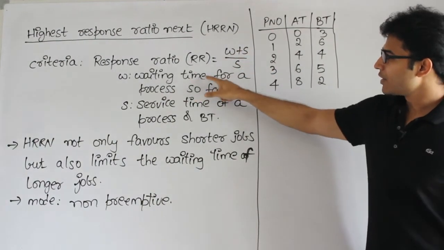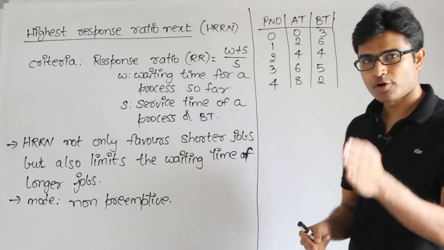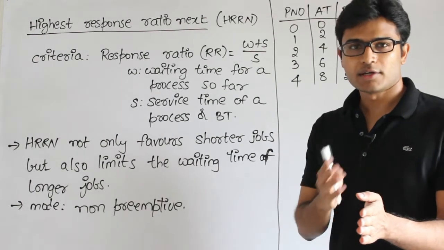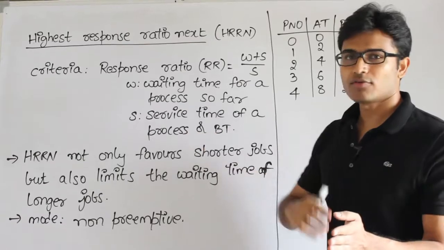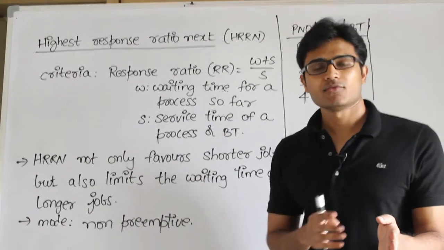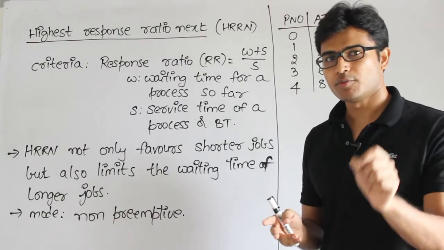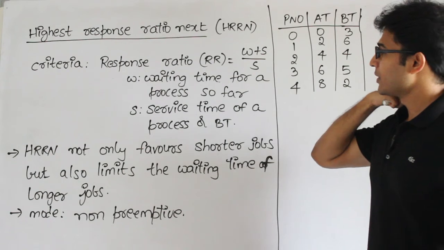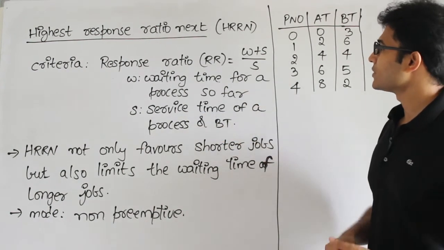W means the waiting time for a process so far, which means whenever you are standing at a point in time, whatever the waiting time is till that point, that is called the waiting time, W. So W is not the final waiting time; W is the waiting time at the point of your computation. Whenever you are computing it, at that point you find out the waiting time. That is W. And S is the service time, or the burst time.